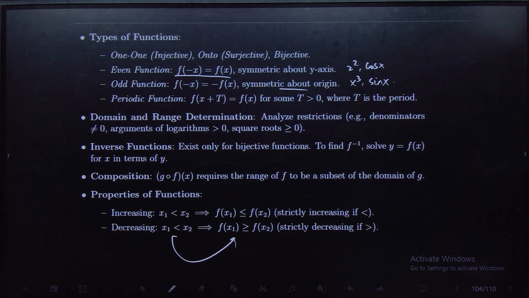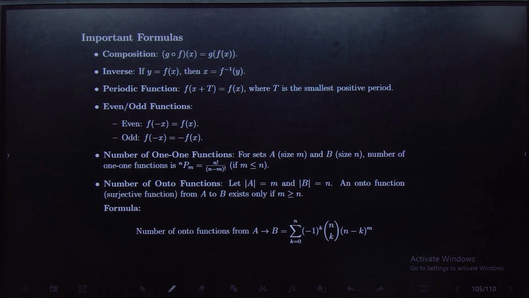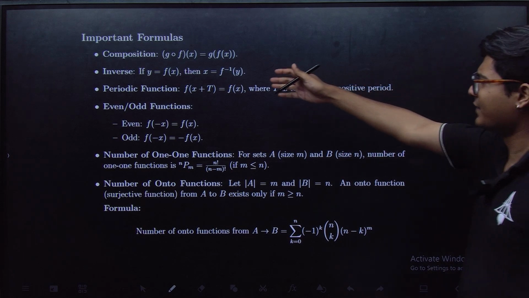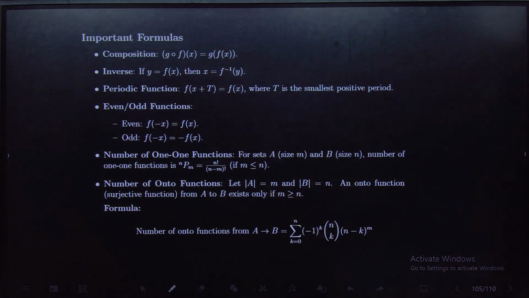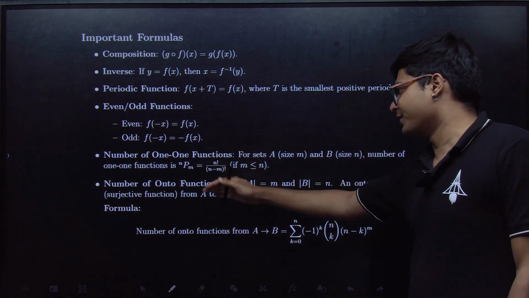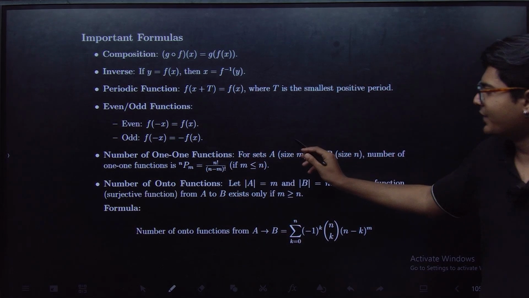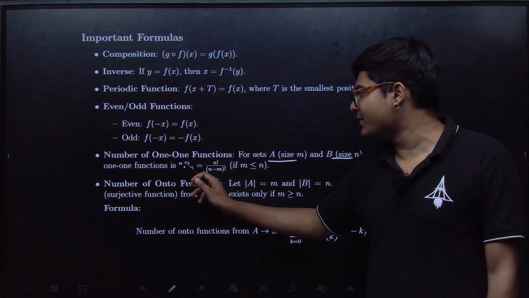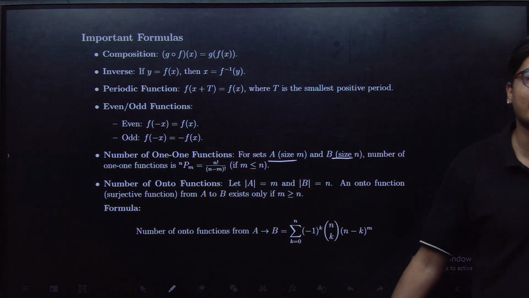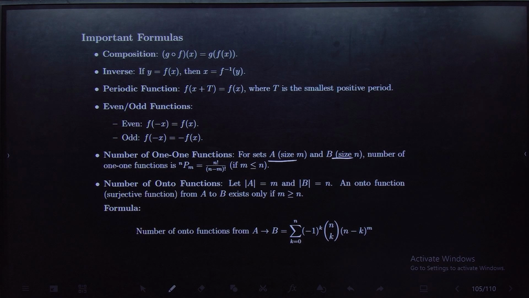All right, moving on. Next are some important formulas. Composition g of f is nothing but g of f of x. Inverse, we know how to find it. Periodic, even function, odd function, we have already seen it. Number of 1-1 functions: if the first set has size m and the second set has size n, then the number of 1-1 functions is given by nPm, which is n factorial by n minus m factorial. Okay, that's the first one.